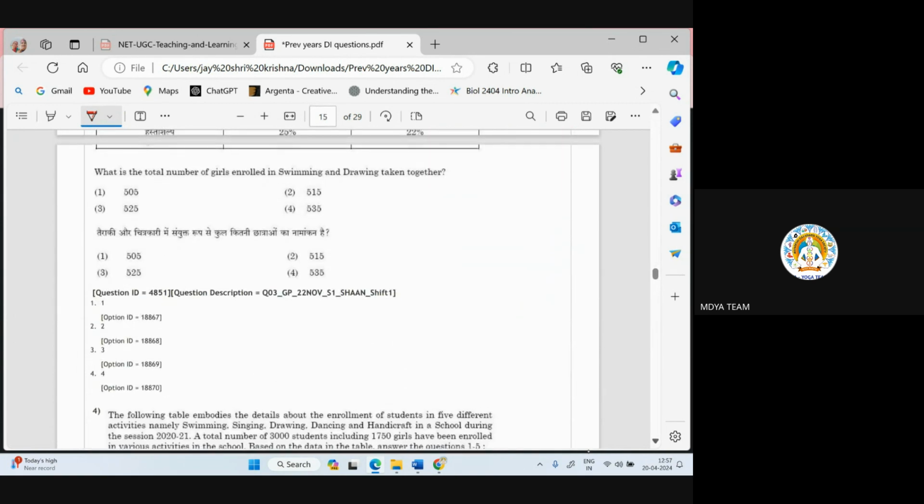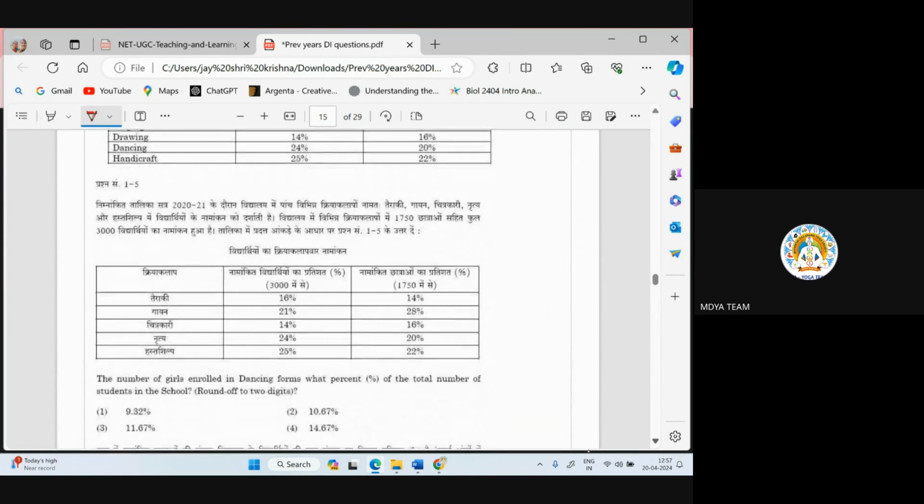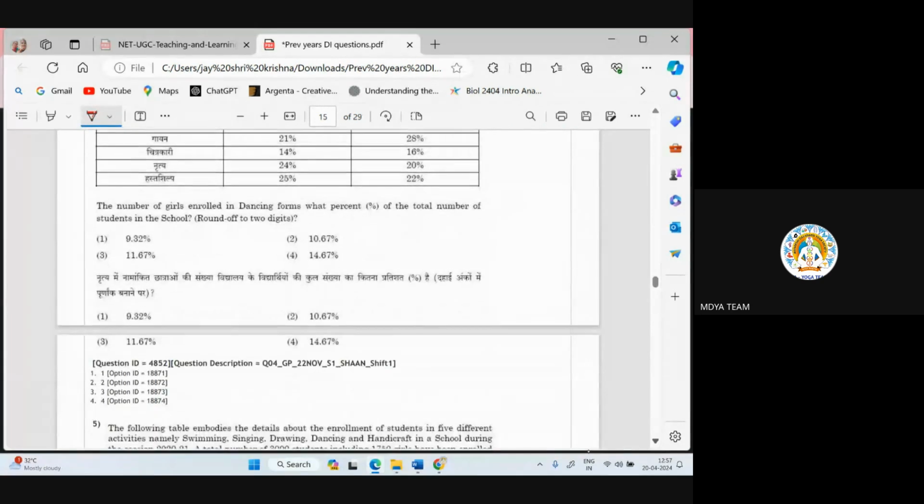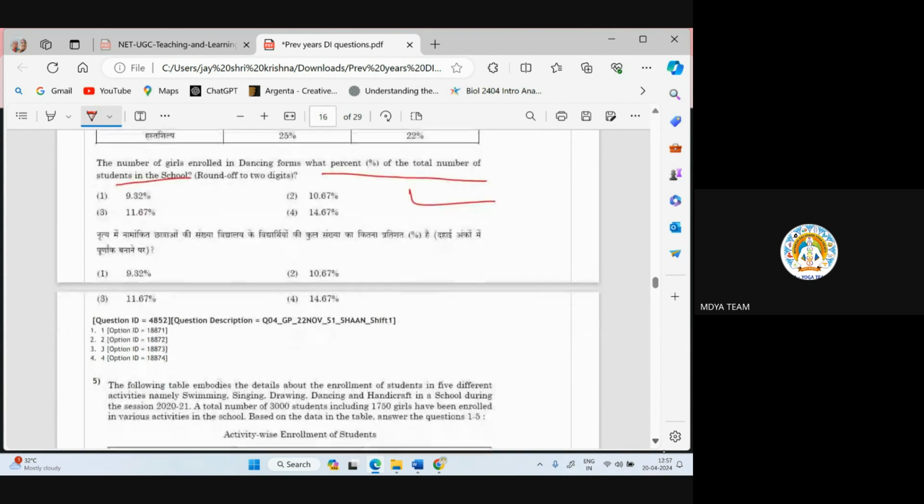Now all these questions are very simple questions. This is also a very simple question. The number of girls enrolled in dancing forms what percentage of the total number of students in the school? Here the total will be the total number of students, the part will be the number of girls enrolled in dancing, and you can calculate the percent.